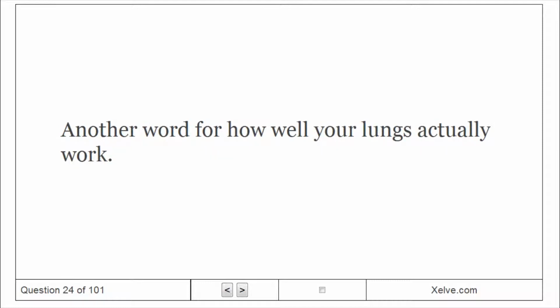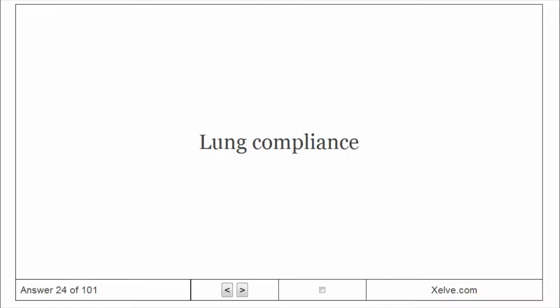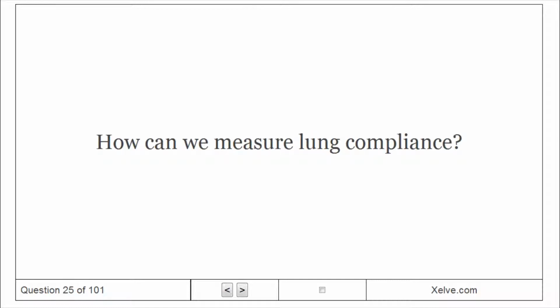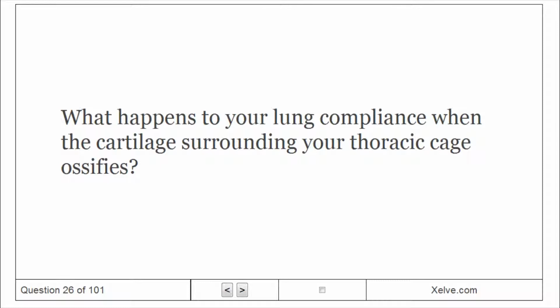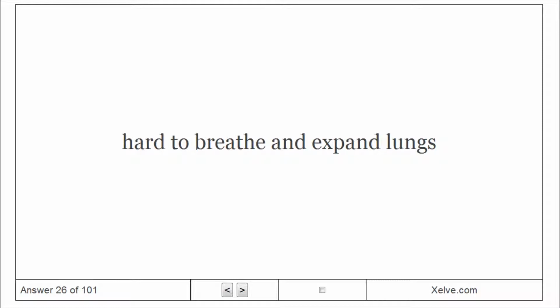Another word for how well your lungs actually work. Lung compliance. How can we measure lung compliance? Distensibility. Can I fill the lungs and will they expand? Surface tension of alveoli. What happens to your lung compliance when the cartilage surrounding your thoracic cage ossifies? Hard to breathe and expand lungs.